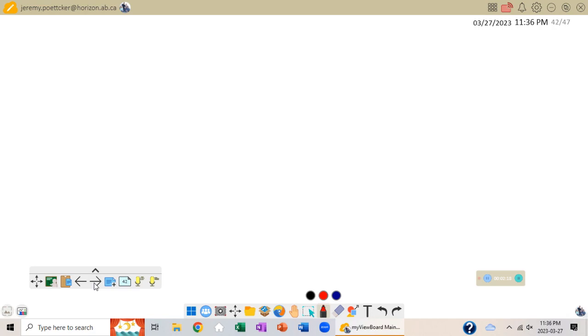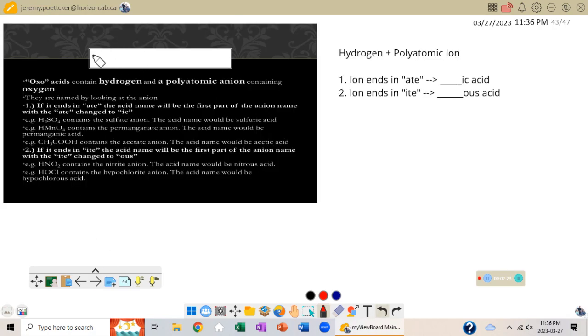And if I would click in the right place. There we go. Okay, so lots of words. I've summarized it over here, but let's go through the words. Oxoacids. These things contain hydrogen and a polyatomic anion, which contains oxygen. All right, so there's a couple polyatomic anions that don't have oxygen in them, but for the most part, we're going to be dealing with the ones that do.